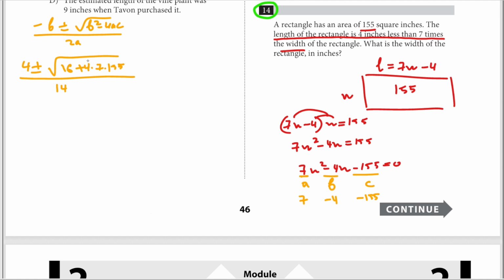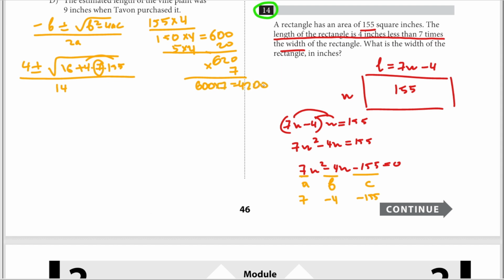So first of all, I would go 4 times 155. So 155 times 4, right? That's equal to 150 times 4 and 5 times 4. 150 times 4 is 600, 5 times 4 is 20. We add this up, this turns into 620. We further need to multiply this by 7, right? So 620 times 7 turns into 600 times 7, which is equal to 4200, and 20 times 7, which is equal to 140. When we add this up, we get 4340.